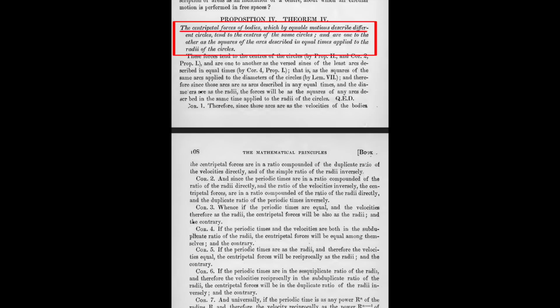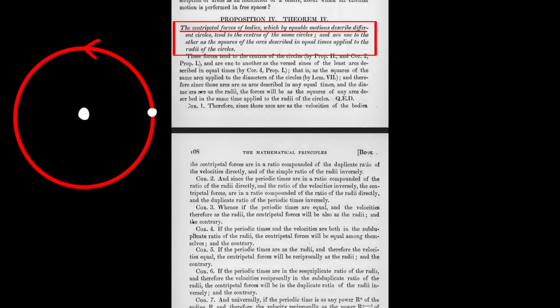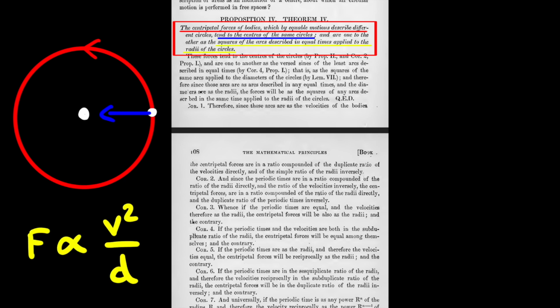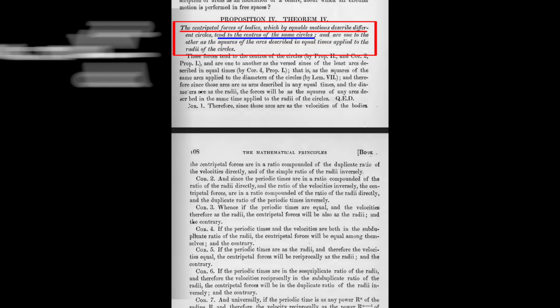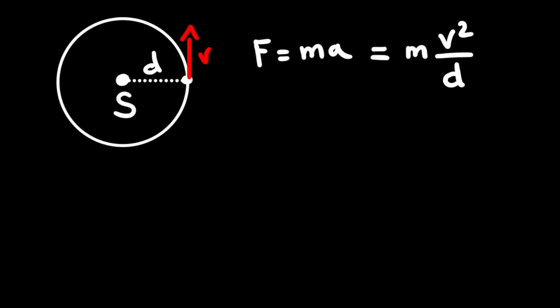He says, "The centripetal forces of bodies, which describe different circles, tend to the centers of the same circles, and are one to the other as the squares of the arcs described in equal times applied to the radii of the circles." So in those days they always talked in terms of proportions, so he considers different circles, and he says how the forces relate to one another on the different circles. So we have this result, but it's not really satisfying because we have an expression which depends on the distance, that's good, but it also depends on the speed, and the speed must also depend on the distance somehow, but we don't know how. So before going further, let's re-express this in terms of the orbital period.